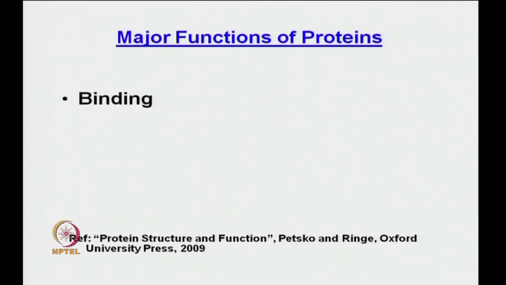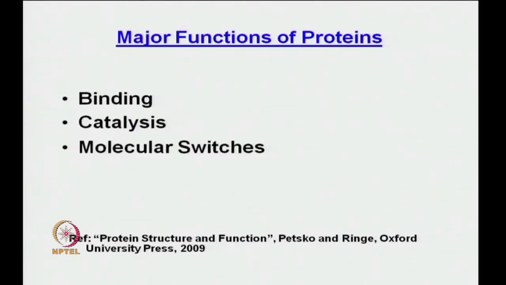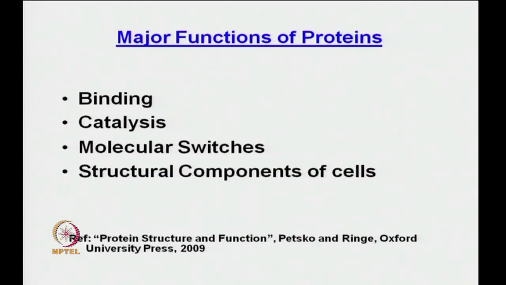Okay, so let us look quickly at some major functions of proteins. One is binding, we will quickly look at a couple of examples of these. Then is catalysis, that it will help in catalyzing certain reactions, as molecular switches, off and on switches, and maintaining structures of cells, that means as structural components of the cells. Then transport, and when you talk about transport, the protein that first comes to your mind is hemoglobin, right. It's a 4-mer protein, it's a tetramer.